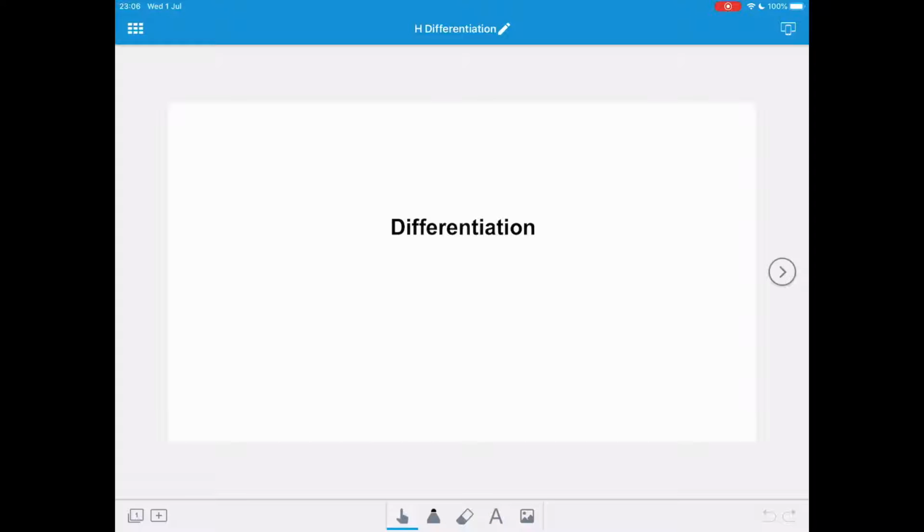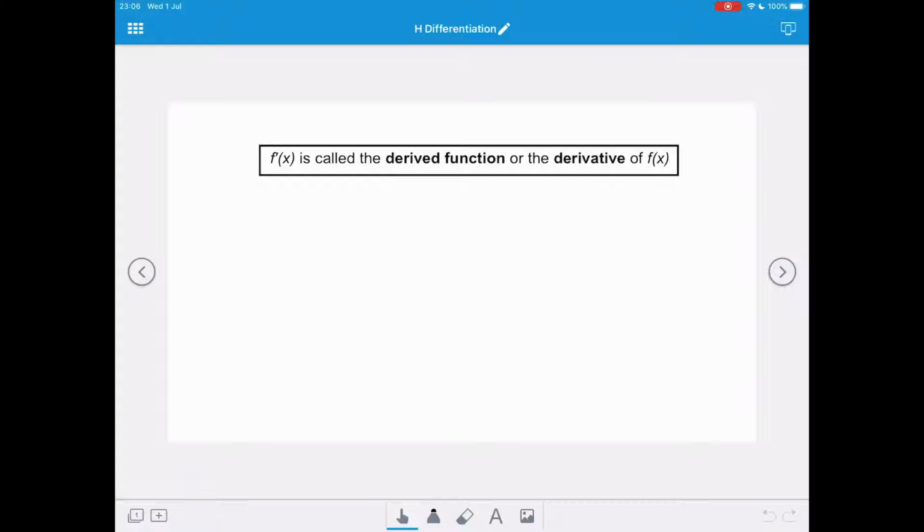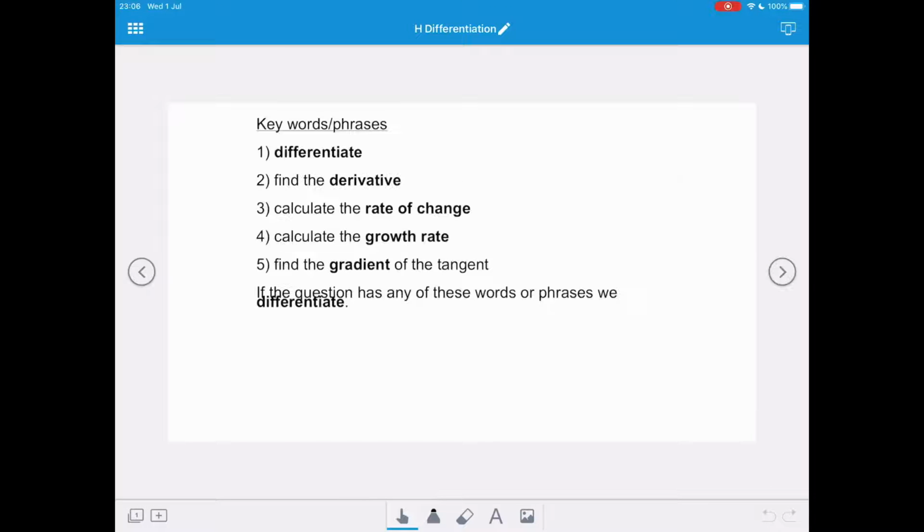This video is an introduction to differential calculus or differentiation. Now, in functional notation, f dash x is called the derived function or the derivative of f of x. And the key words and phrases to look out for to know to do this technique are: differentiate, find the derivative, calculate the rate of change, calculate the growth rate, find the gradient of the tangent to a curve. If the question has any of these words or phrases, then we need to differentiate.